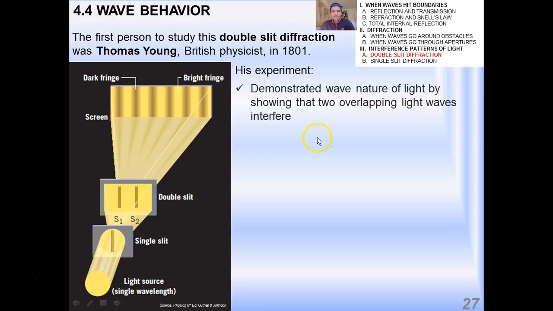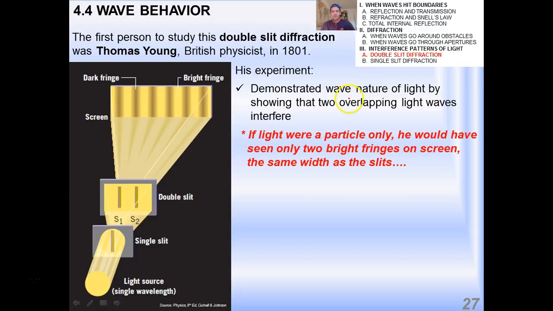And what he did was he effectively demonstrated the wave nature of light by showing that there's an interference pattern between two light sources that interfere exactly the same way that water waves, for example, interact. This was a demonstration of the early wave nature of light.